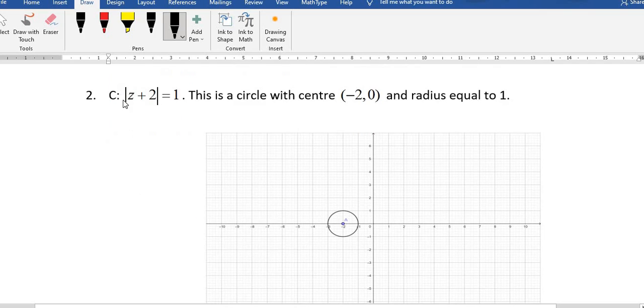Next contour, this is C: mod z plus 2 equal to 1. Observe, the center is (minus 2, 0), because z plus 2 can be written as z minus of minus 2. So minus 2 comma 0 means the imaginary part is 0. Whenever the imaginary part is 0, the point lies on the x-axis only. So observe, this is the point minus 2 comma 0. This is the center and radius equal to 1. So this is the contour mod z plus 2 equal to 1.